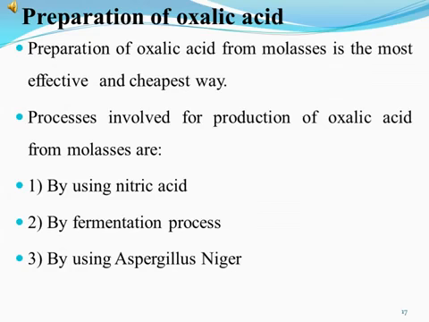Now, preparation of oxalic acid. Preparation of oxalic acid from molasses is the most effective and cheapest way. Processes involved for the production of oxalic acid from molasses are using nitric acid, by fermentation process, by using Aspergillus niger, etc.